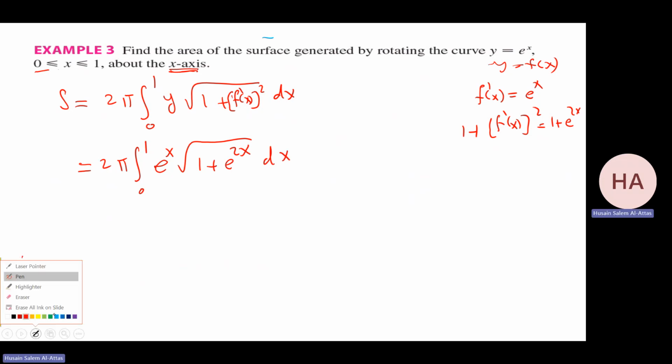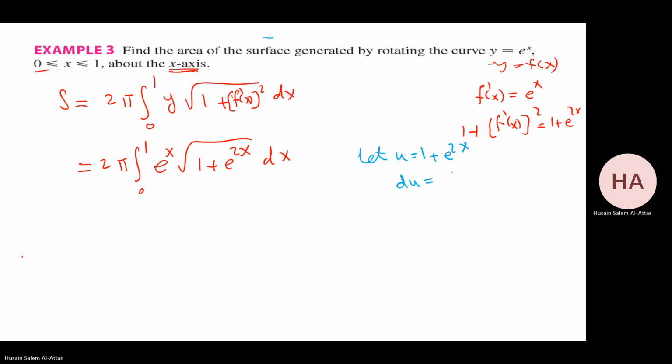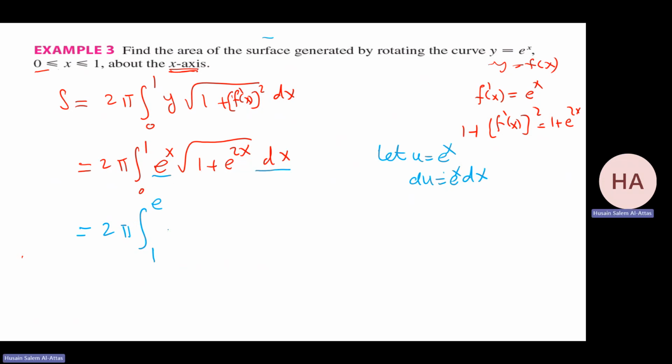Yeah, I cannot solve it using what we did. I let u equal 1 plus e to the x, du will be what? I cannot let u equal e to the power x. Then du will be e to the power x dx. So this one, I can rewrite as 2 pi from where to where. Now, if x is 0, u will be 1, and this will be e. This is du. I have the square root of 1 plus u squared du. And for this, I need trig substitution. So section 8.4 to solve the integral, which I will leave like this.